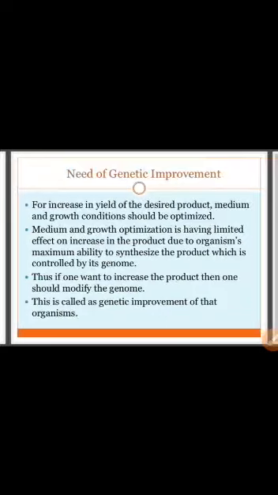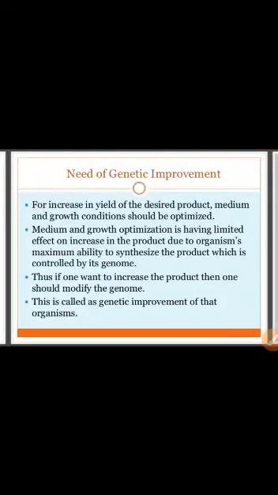For the increase in yield of the desired product, medium and growth conditions should be optimized. Medium and growth optimization has a limited effect on increasing the product, due to the organism's maximum ability to synthesize the product, which is controlled by its genome. Thus, if one wants to increase the product, then one should modify the genome. This is called the genetic improvement of that organism.